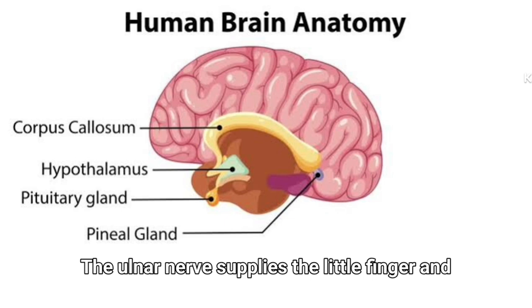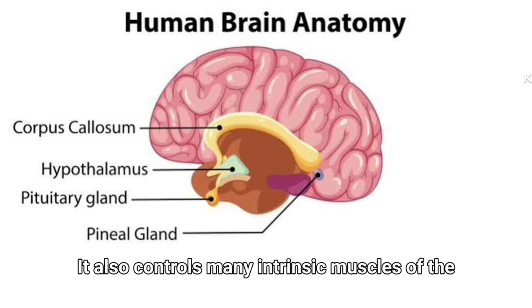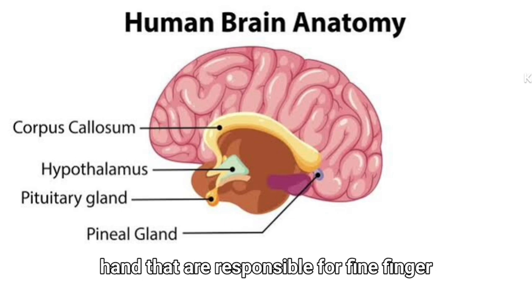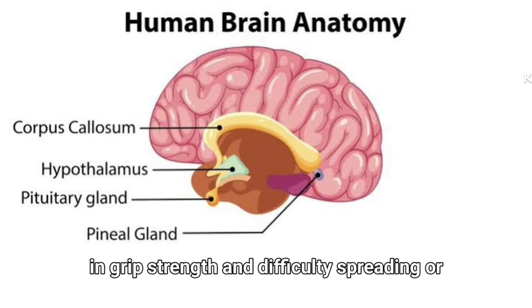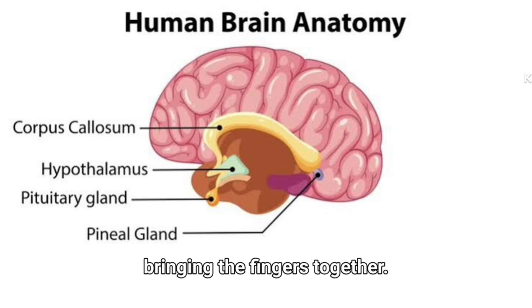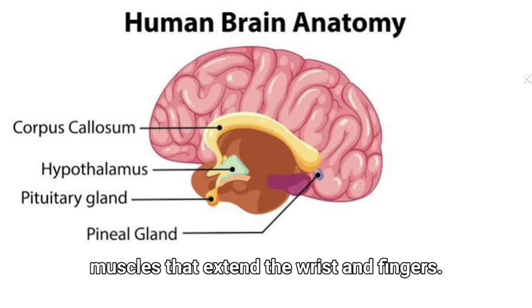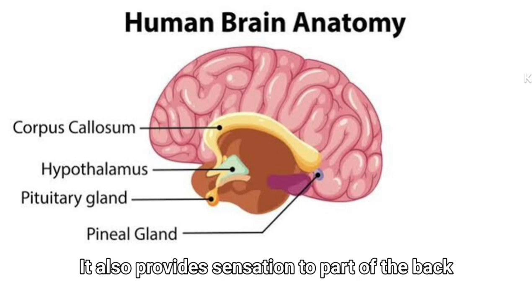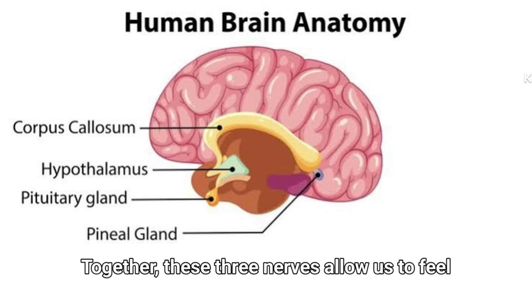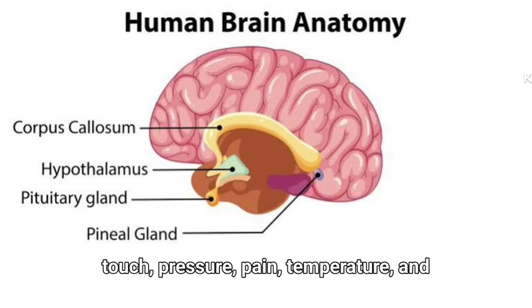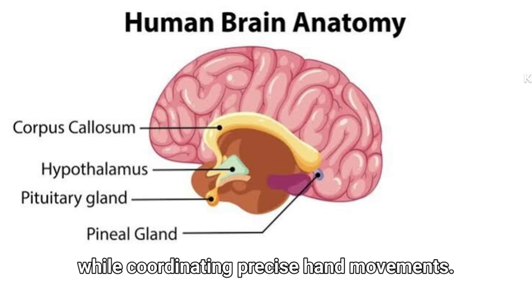The ulnar nerve supplies the little finger and half of the ring finger. It also controls many intrinsic muscles of the hand that are responsible for fine finger movements. Injury to the ulnar nerve may cause weakness in grip strength and difficulty spreading or bringing the fingers together. The radial nerve primarily controls the muscles that extend the wrist and fingers. It also provides sensation to part of the back of the hand. Together, these three nerves allow us to feel touch, pressure, pain, temperature, and vibration while coordinating precise hand movements.